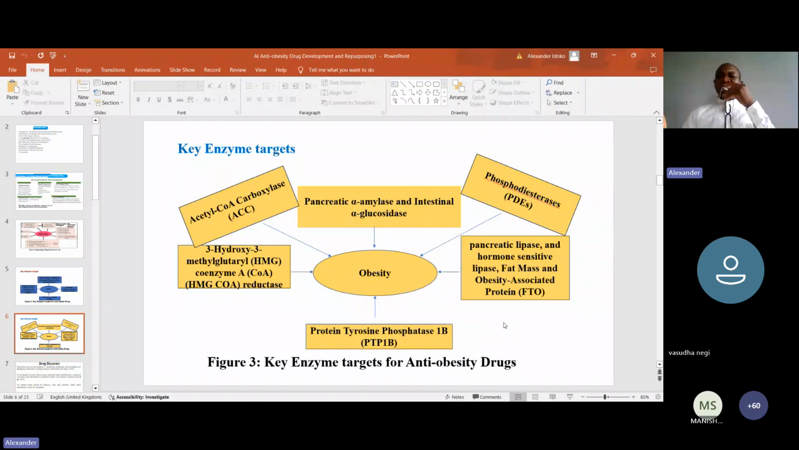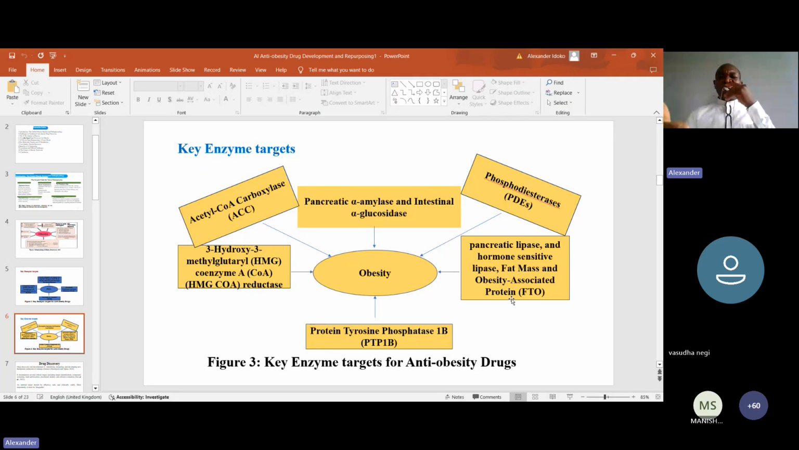Then we also have fat mass and obesity associated protein. This is a protein that is also associated with fat accumulation, and targeting this very protein by inhibiting it, looking for good inhibitors, can also pave the way for obesity drug development.